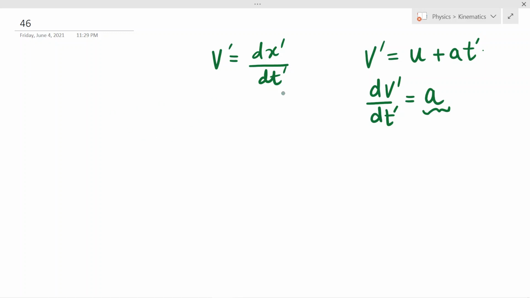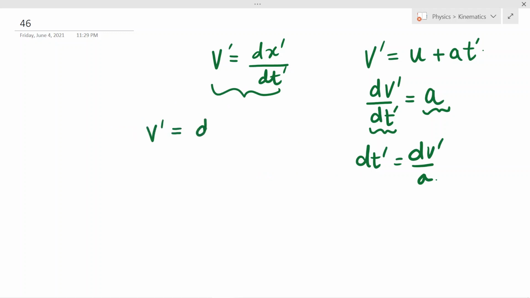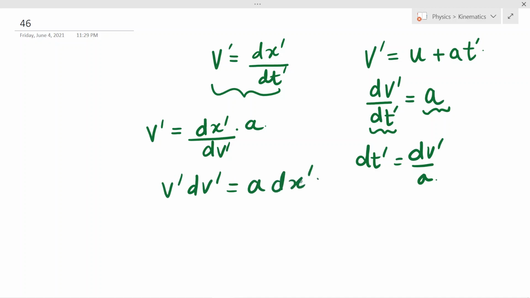Now I can substitute for dt dash as dv dash by a. So I can substitute for dt dash in this equation. So let me do this. So this becomes v dash is equal to dx dash divided by dt dash, which is dv dash by a. A will go up, so this becomes like this. Now v dash dv dash will be equal to a dx dash.